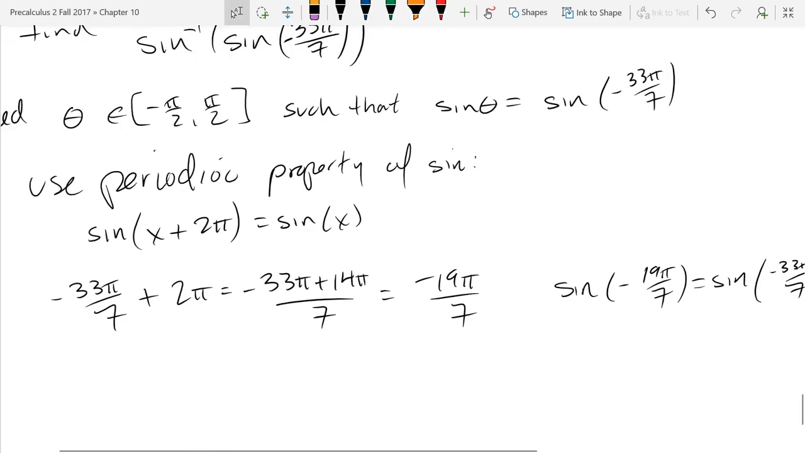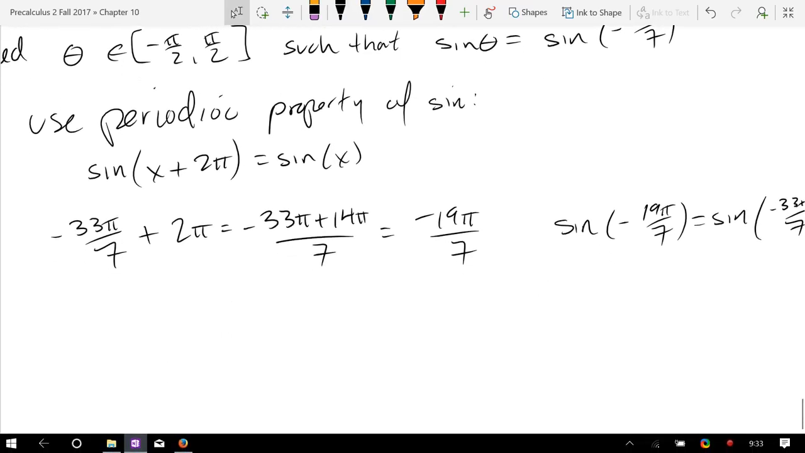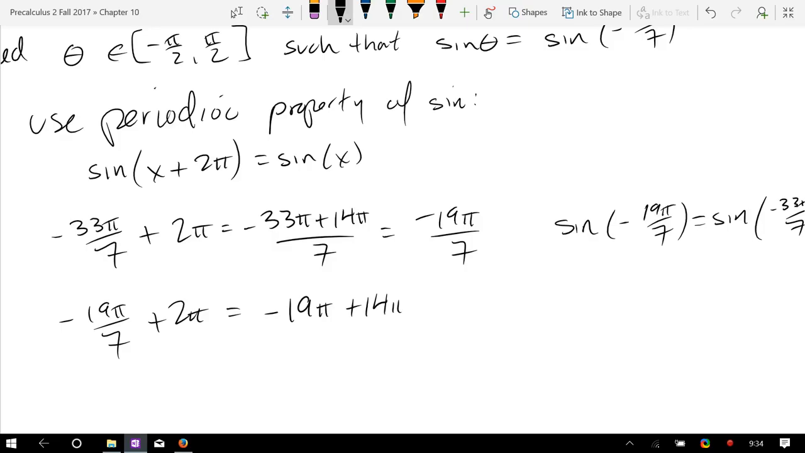Now, negative 19 over 7 is not too much better. Let's go ahead and unspin another rotation out of there. So it's negative 19 plus 14, which is negative 5 pi over 7.